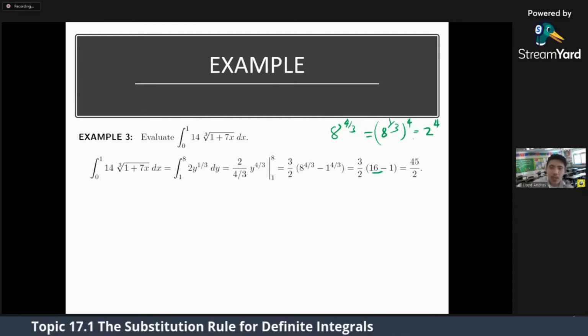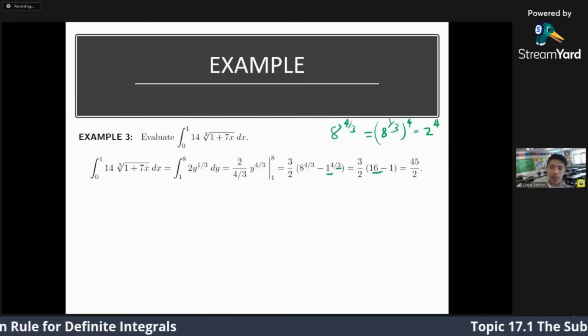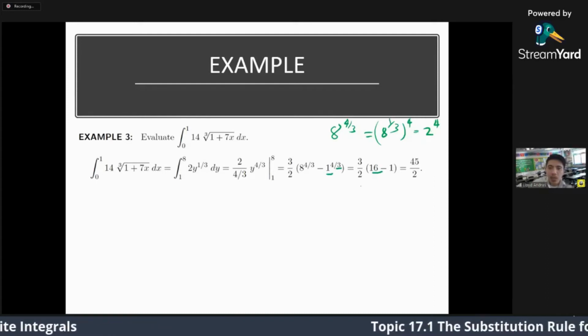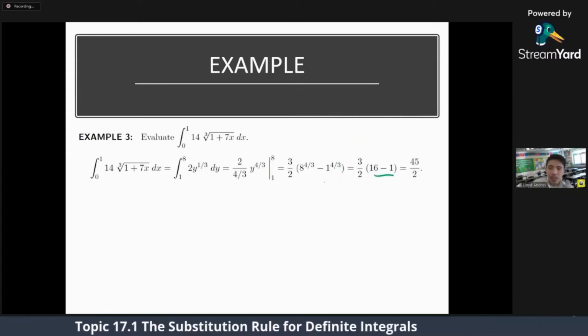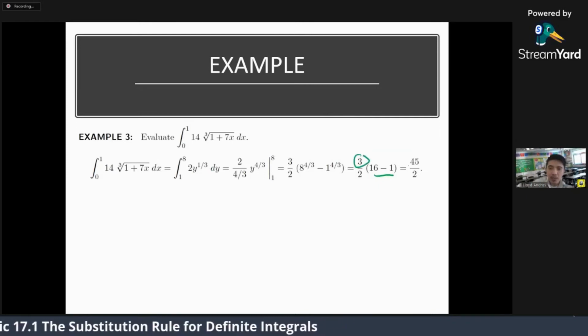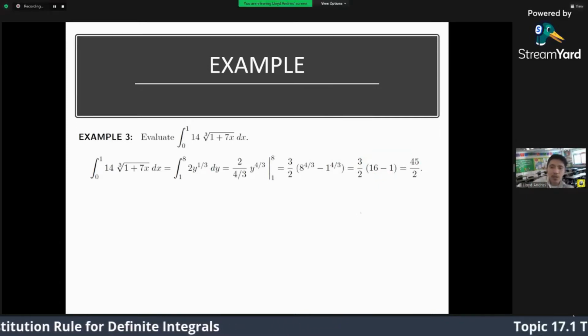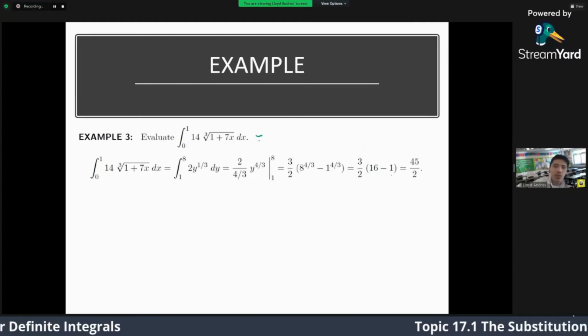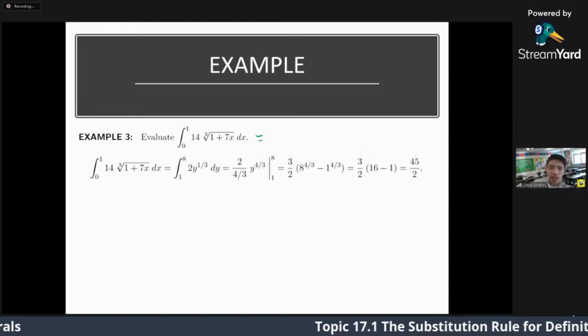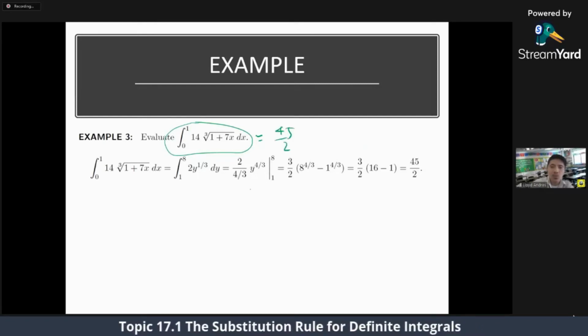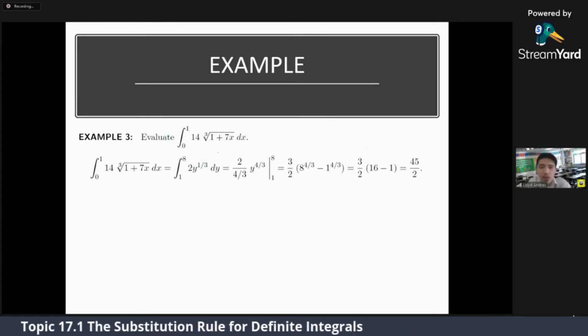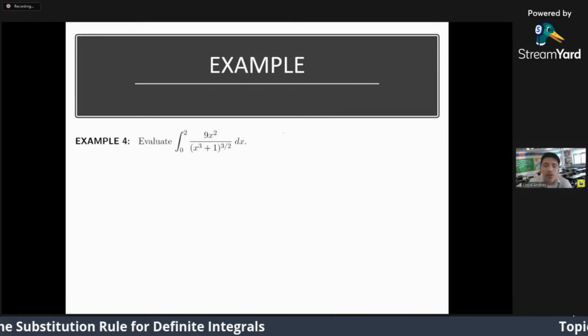Same with 1 raised to 4/3. Cube root first, because the exponent is over 3. The cube root of 1 is 1, raised to 4 is also 1. And then, 16 minus 1 is 15 times 3, over 2, that's 45 over 2. So therefore, by using the substitution rule of definite integral, the integral of this is 45 over 2. So that's example 3. Example 4.